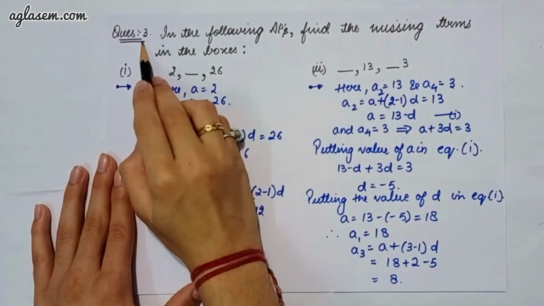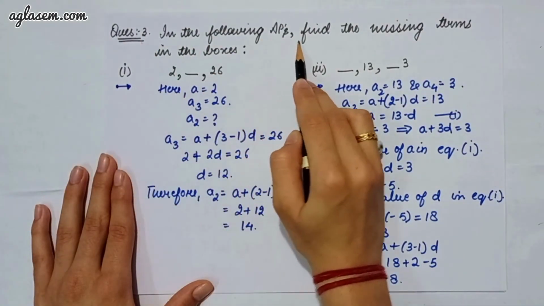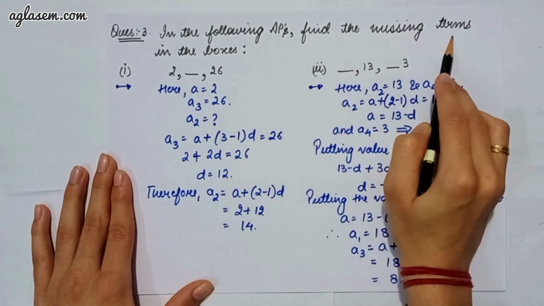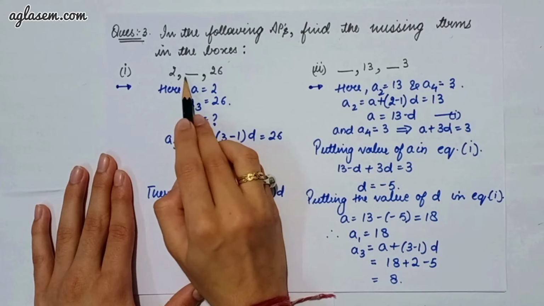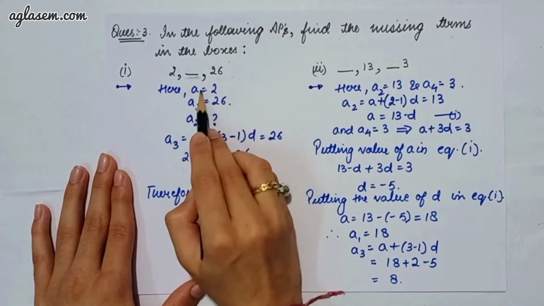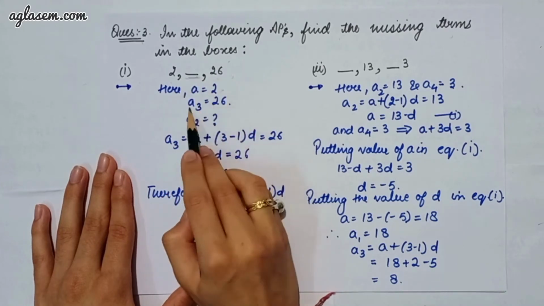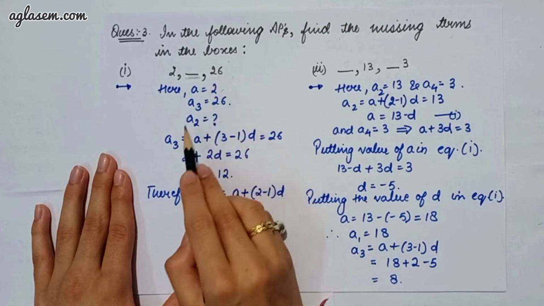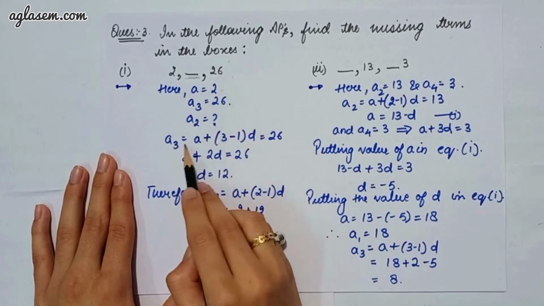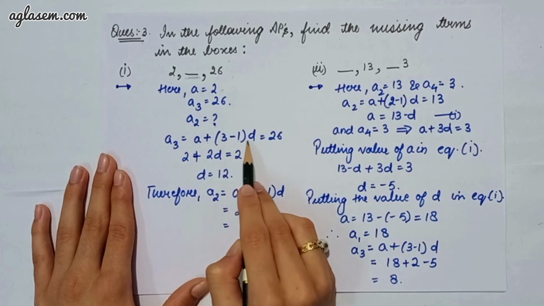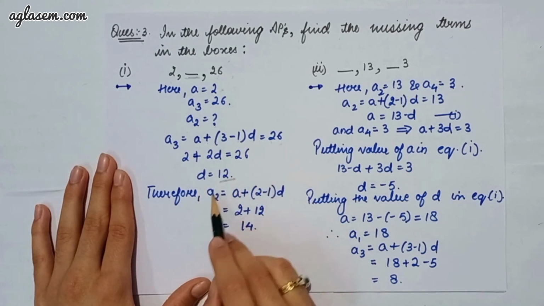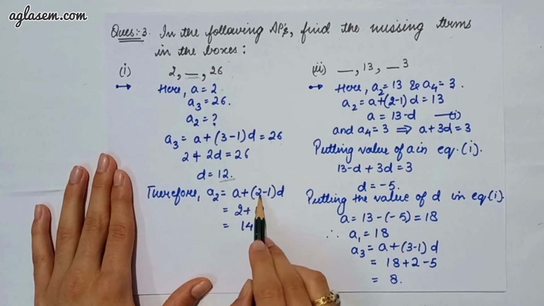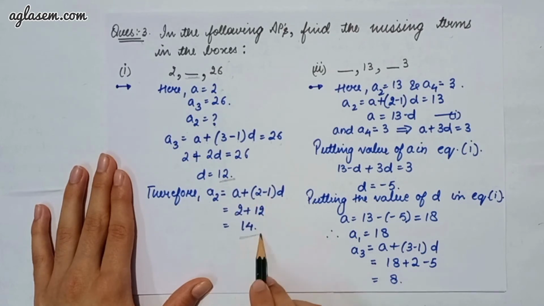Moving to our question number 3, which says in the following arithmetic progressions, find the missing terms in the boxes. The first part says 2, dash, 26. So here A is given, that is 2 and A3 is given, that is 26. So we have to find A2. So A3 is equal to A plus 3 minus 1 into D, that is equal to 26. So D will be 12. Therefore A2 is equal to A plus 2 minus 1 into D, that will give you 14.